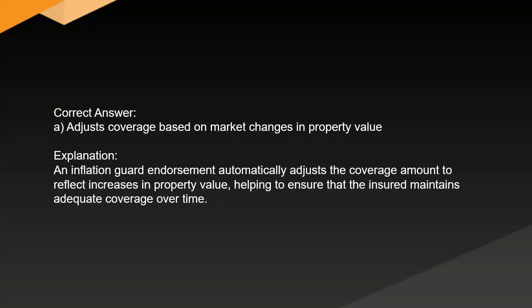Correct answer: A. Adjusts coverage based on market changes in property value. Explanation: An inflation guard endorsement automatically adjusts the coverage amount to reflect increases in property value, helping to ensure that the insured maintains adequate coverage over time.